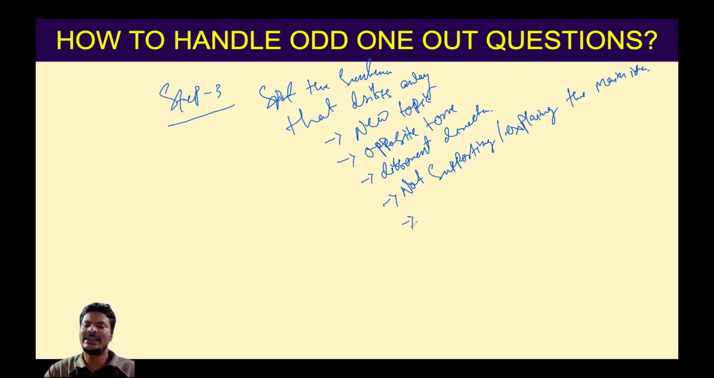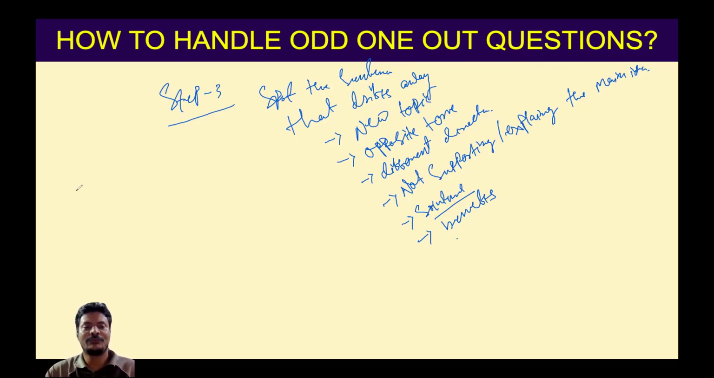Even the odd sentence may talk about solutions when everything else talks about causes, or it may talk about benefits when everything else talks about problems, or maybe vice versa. That is what you would find when you spot the sentence. That is what you need to observe.